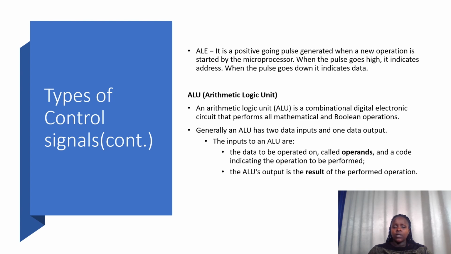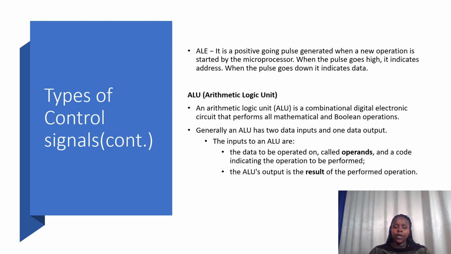The arithmetic logic unit is the second component of the CPU. An arithmetic logic unit is a combinational digital electronic circuit that performs all mathematical and Boolean operations. Assume that you are going to calculate, for example, the perimeter of a rectangle. At that time, we need to perform an arithmetic operation. At that time, the ALU will be used.